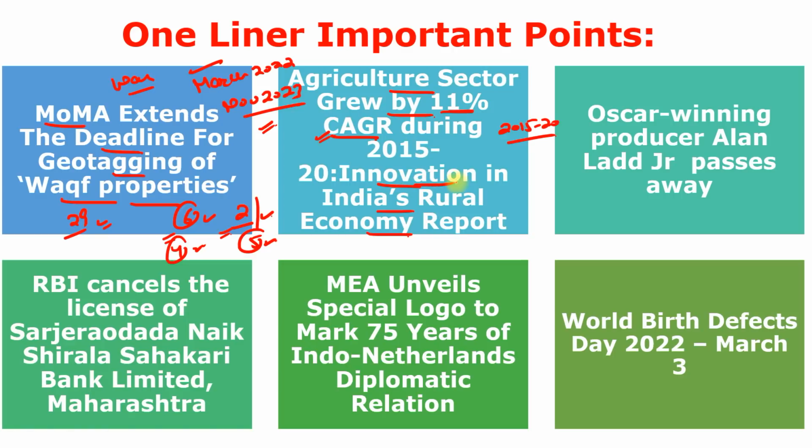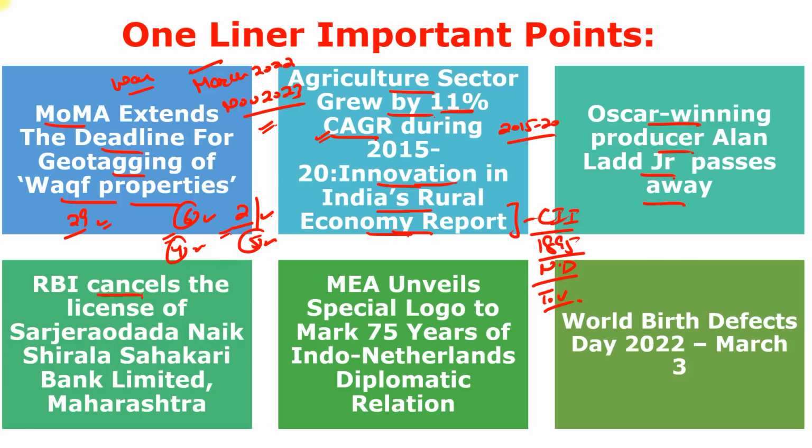And remember the report, Innovation in the India's Rural Economy report, and this report is given by Confederation of Indian Industry. It was established in 1895, headquarters is in New Delhi, and president is T.V. Narendran. Next, Oscar winning producer Alan Ladd Jr. passed away. We already discussed this point.